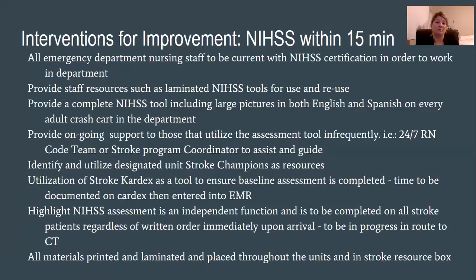24-hour RN code team and stroke program coordinator to assist and guide. So the code team comes down and acts as a very important resource at the bedside to speed things up and to have things done correctly and accurately. They're a wonderful resource.